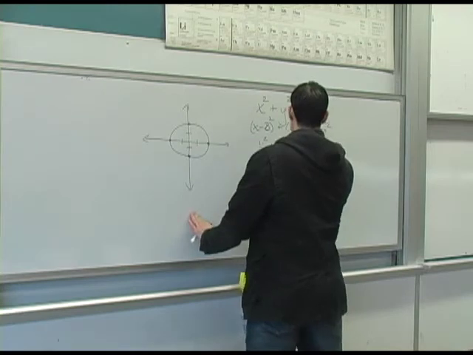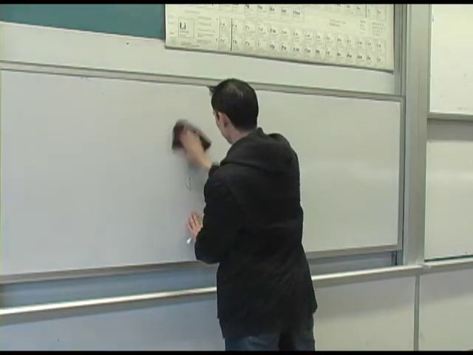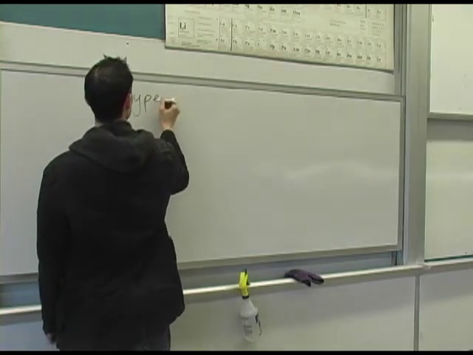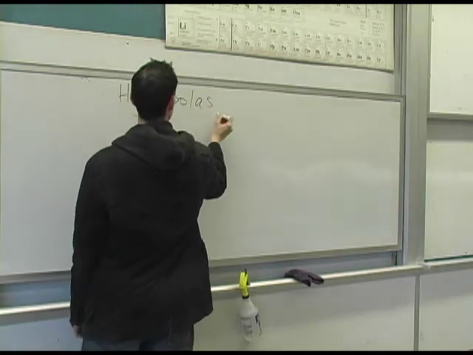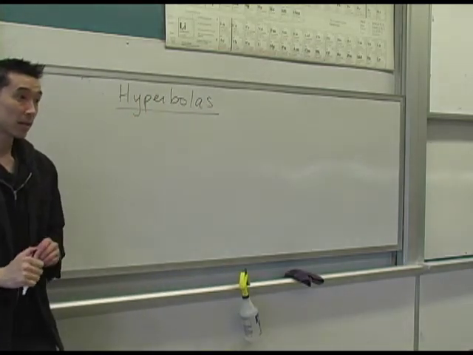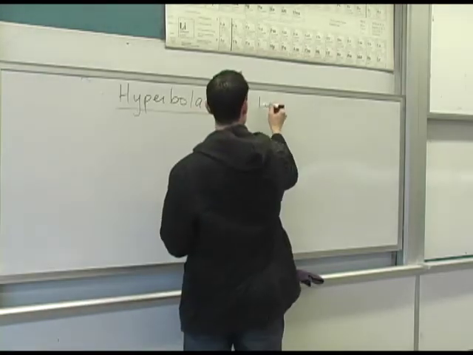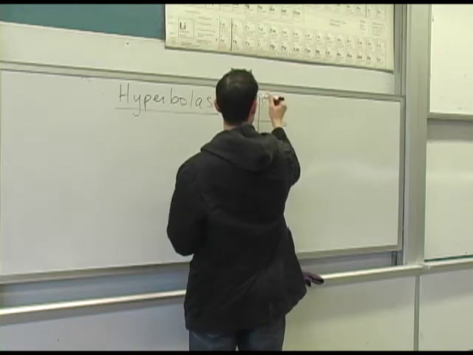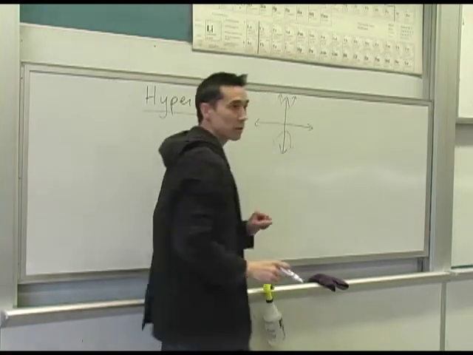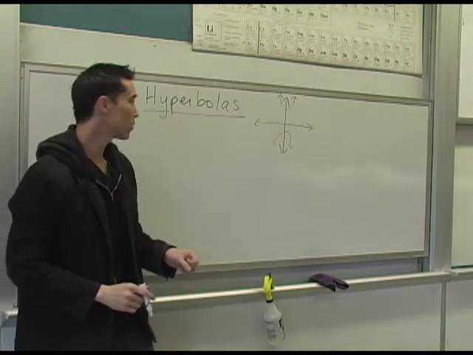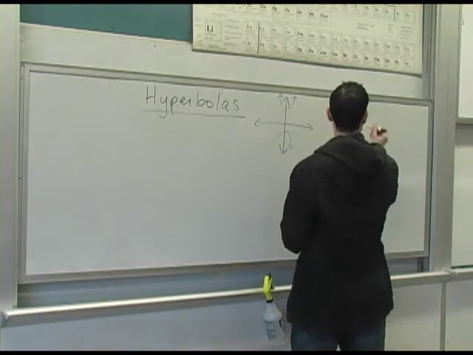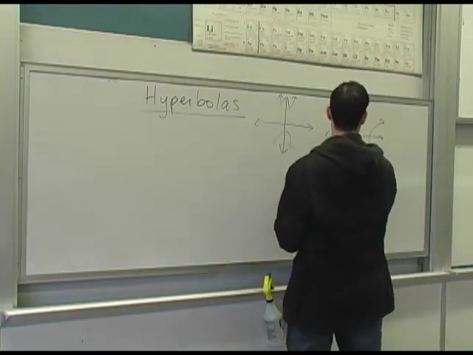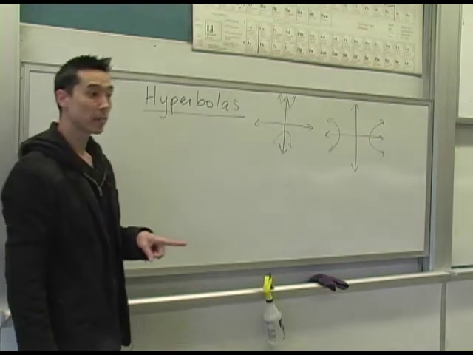Okay, hyperbolas now. Is that 13.3? Same section. Okay, hyperbolas. First, here's what they look like. They kind of look like two parabolas. You could have it opening north and south, up and down, or you could have it opening left and right. So you're roughly going to get one of these pictures. These are both hyperbolas.